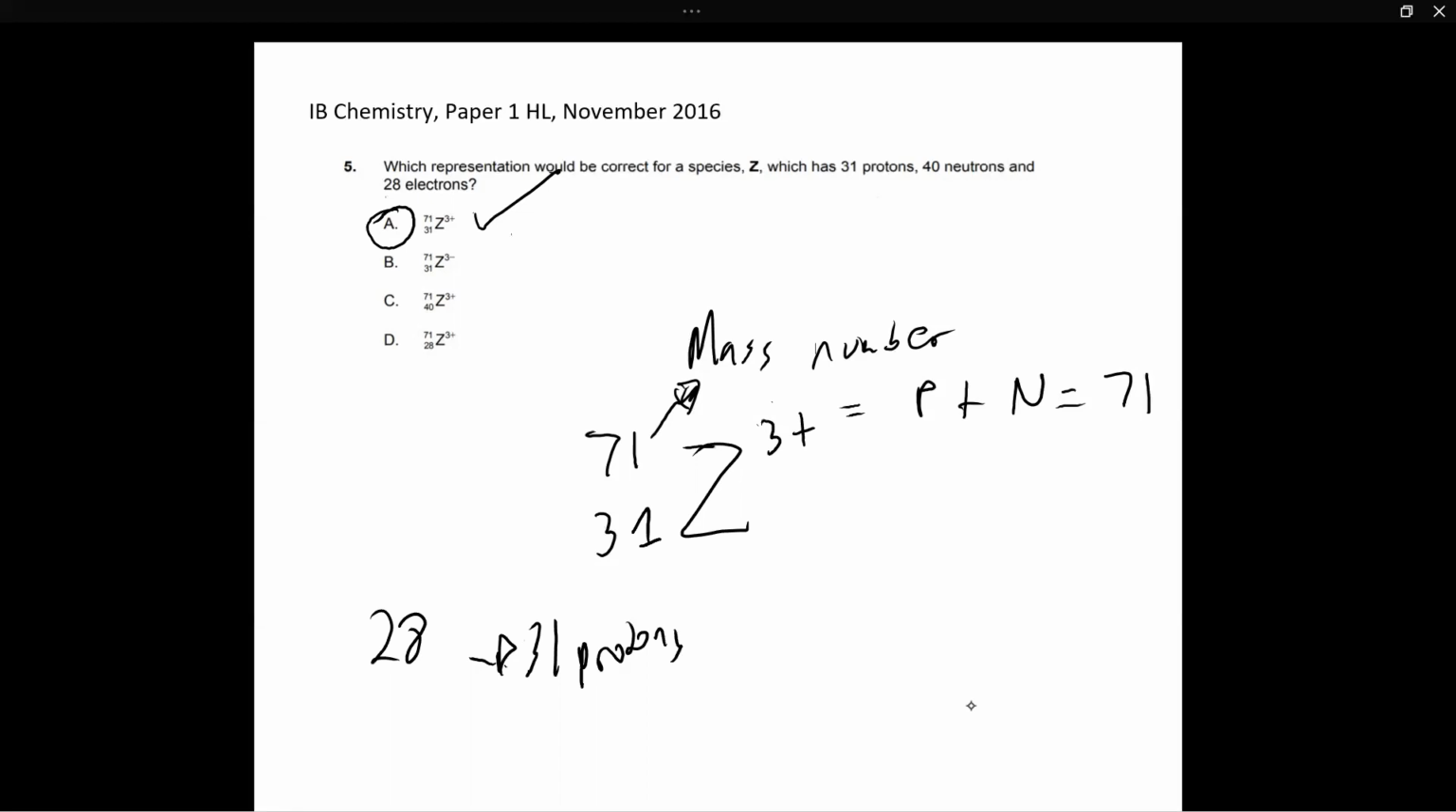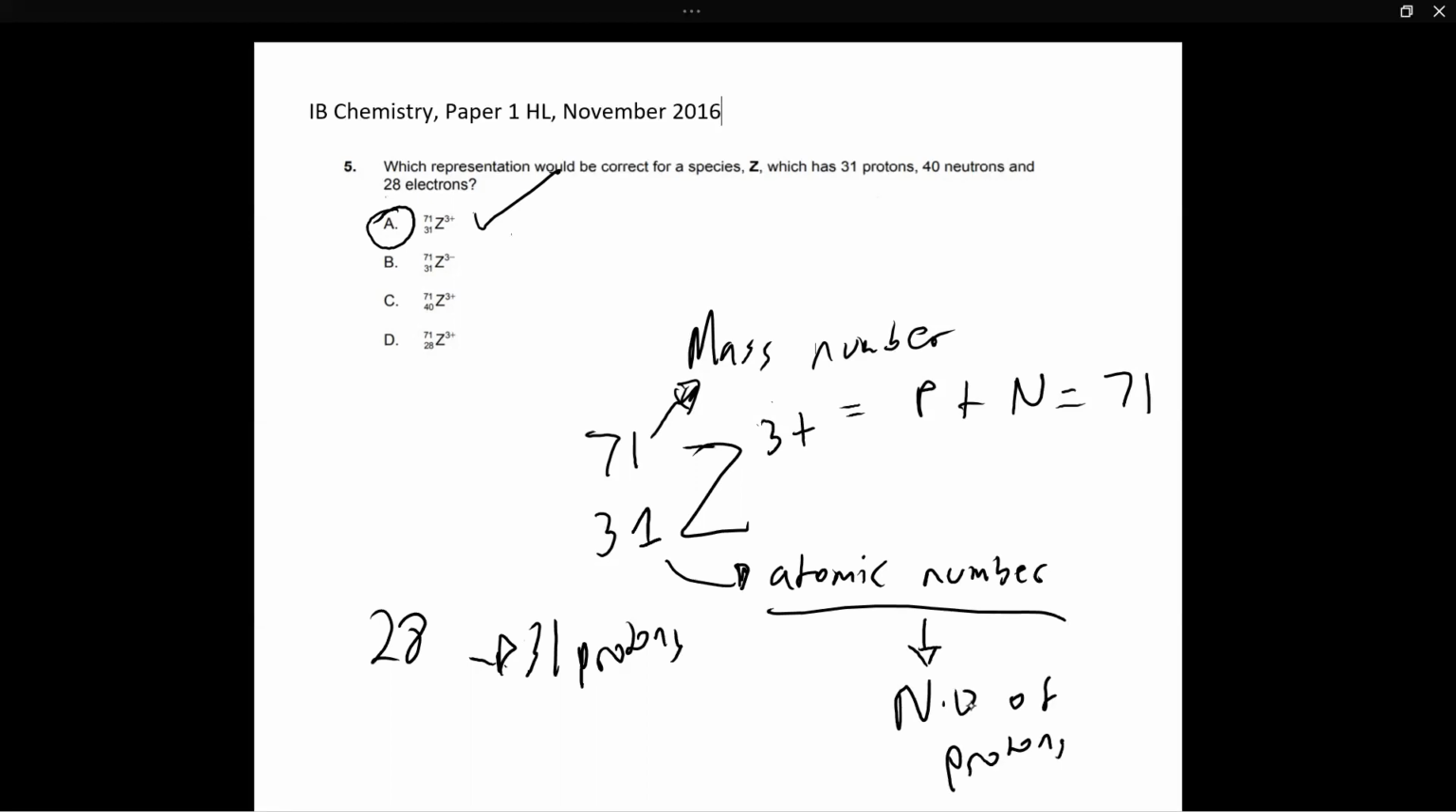So that is it for this video. Hopefully you have understood what I was talking about. Let me just write this over here, atomic number. Remember, atomic number is number of protons and mass number is protons plus neutrons. So hopefully you have understood the concept of this video and how to write elements in their notation form. This is the chemical notation form.